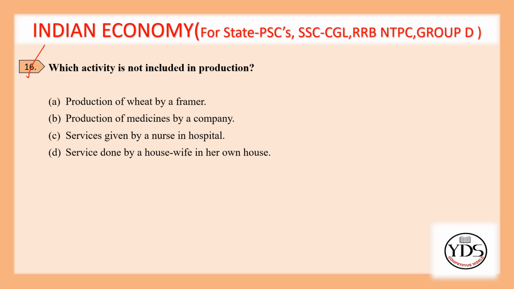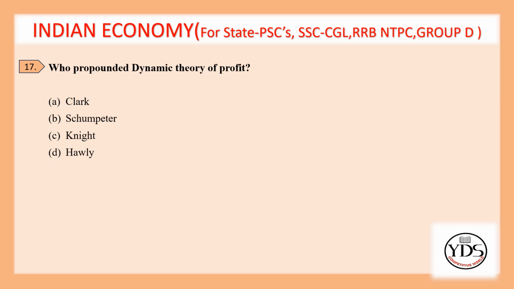16th question, which activity is not included in production? Production of wheat by a farmer, production of medicines by a company, services given by a nurse in hospital, service done by a housewife in her own house. Option D, service done by a housewife in her own house is the correct answer. 17th question, who propounded dynamic theory of profit? Clark, Schumpeter, Knight, Hawley. Option A, Clark is the correct answer.